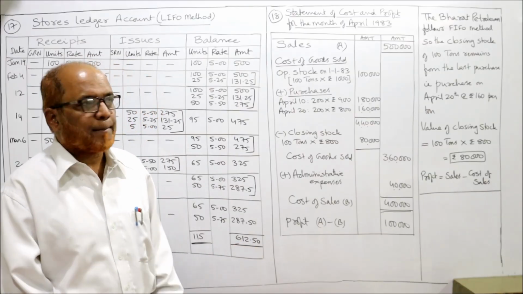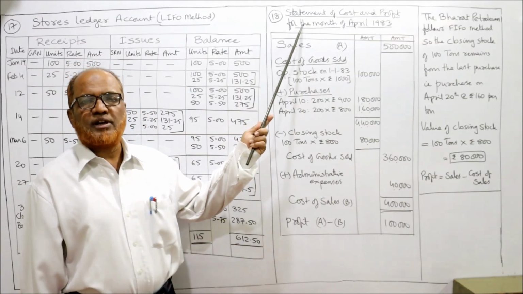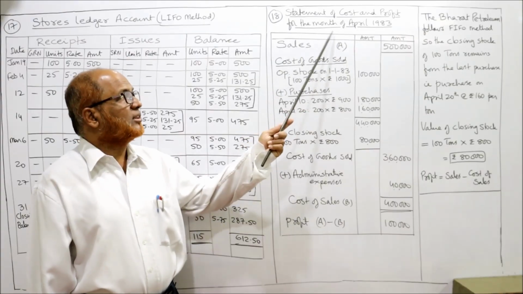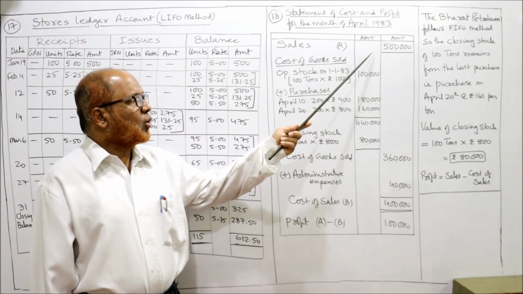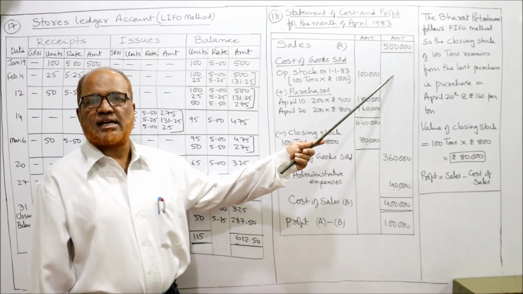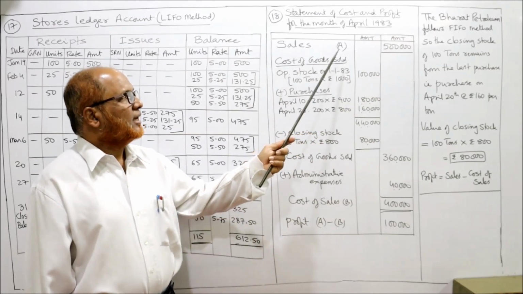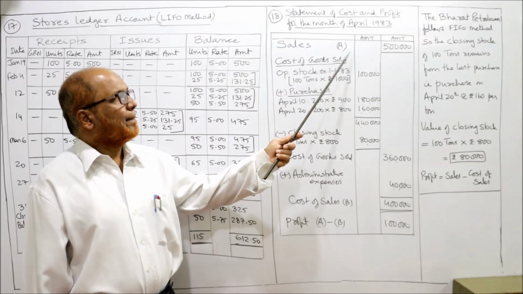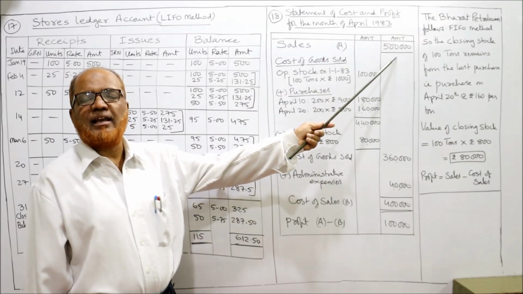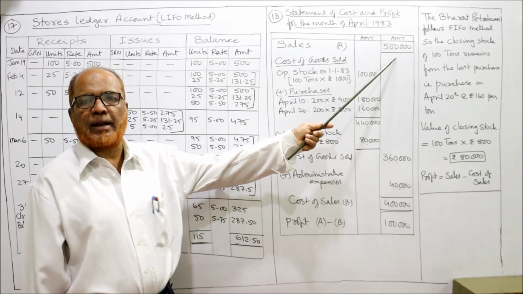We'll make a statement. So here you can see statement of cost and profit for the month of April 1983. So 2 columns I have opened at the extreme right hand side. Sales, A denoted as A, 5 lakh. Given in the problem, 5 lakh rupees are the total sales during April.